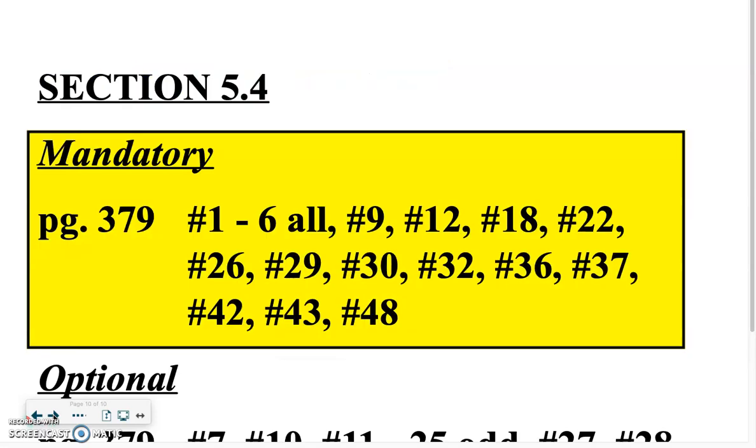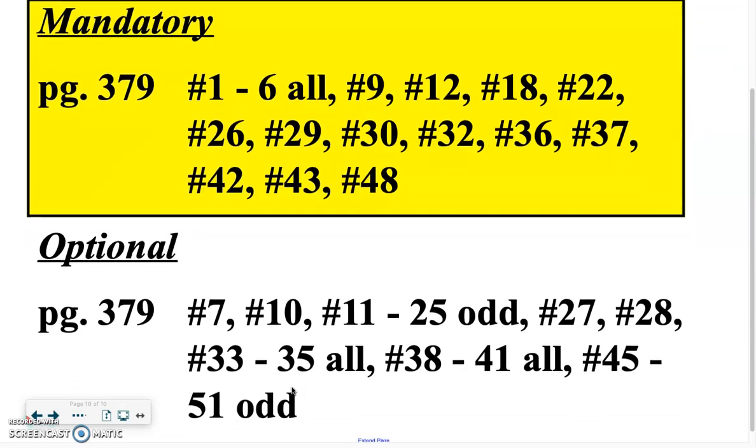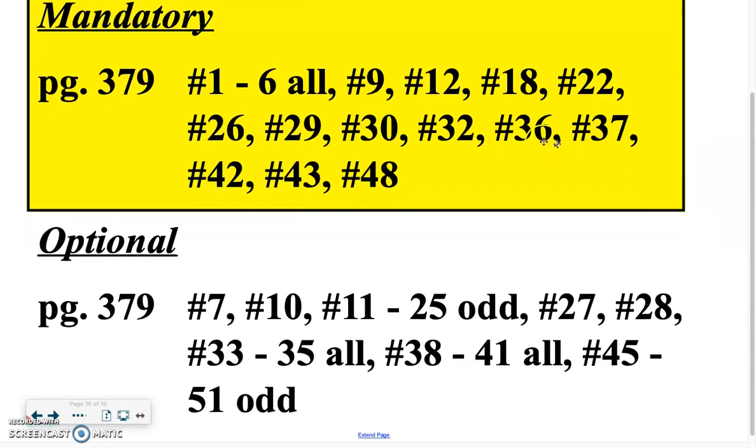So the homework assignment, the mandatory, can be found on page 379. As you can see, it most definitely jumps around, quite frankly. But many of these problems are going to be relatively short, relatively simple. So again, we want to make sure that we're ready to go with this. Please come see me if you have any questions on this. But other than that, we're going to be ready to finish up Chapter 5 with Section 5.5.